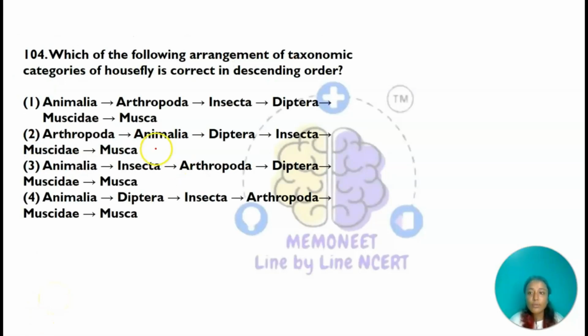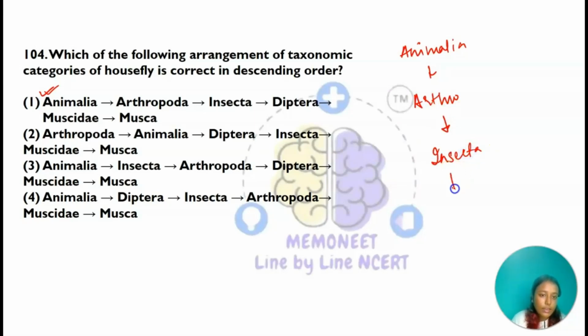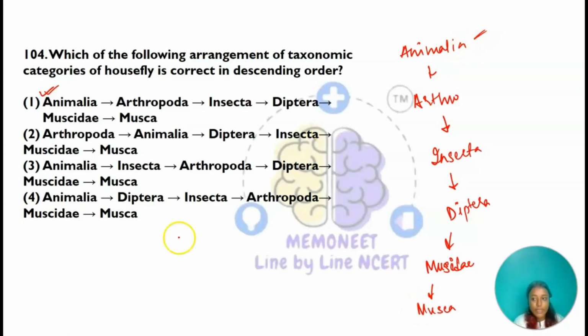Which of the following arrangements of taxonomic categories of housefly is correct in the descending order? Now descending order means we'll move from the broadest category to the smallest category. So the broadest category is Kingdom Animalia. We have three options with Kingdom Animalia. Then we have Arthropoda. I'll just write it down here. Animalia, then Arthropoda, then Insecta, then Diptera, then Muscidae, then Musca.